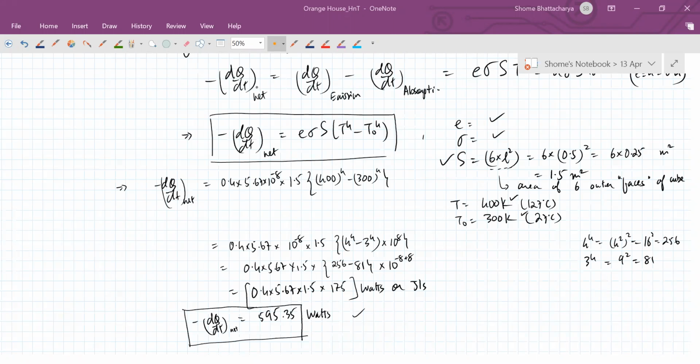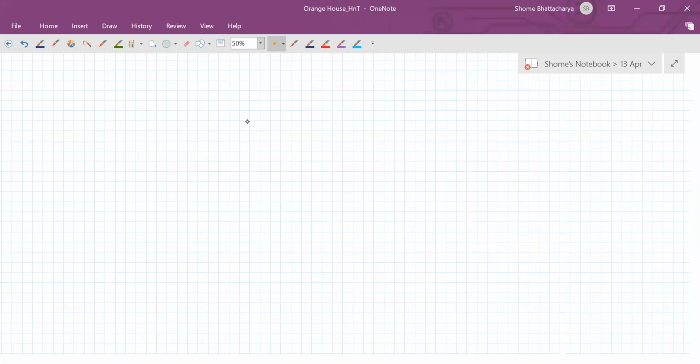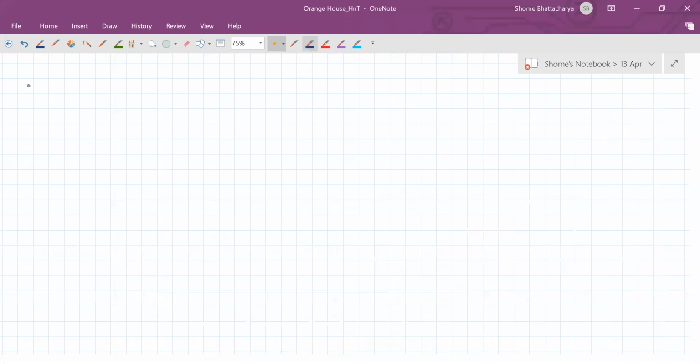Okay, people, so hope this is clear. Now next thing we will see in radiation is another principle called Newton's law of cooling.